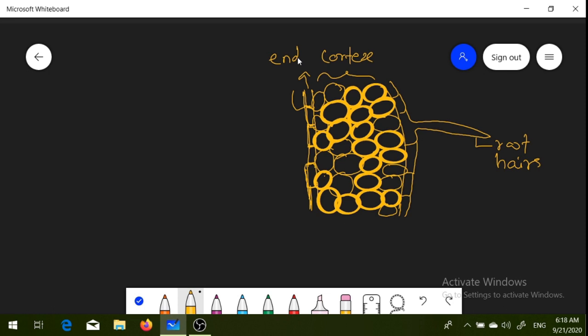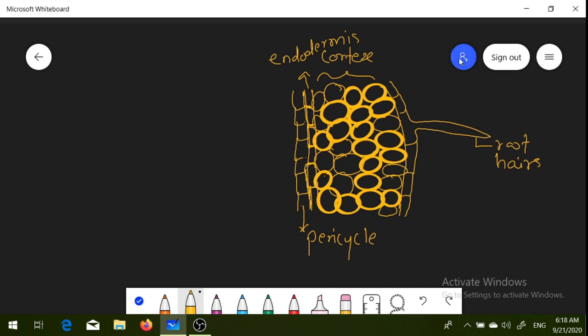It is the endodermis. Okay. Then the next layer is known as the pericycle. The pericycle, which is a single layer. Okay. So what is the structure?